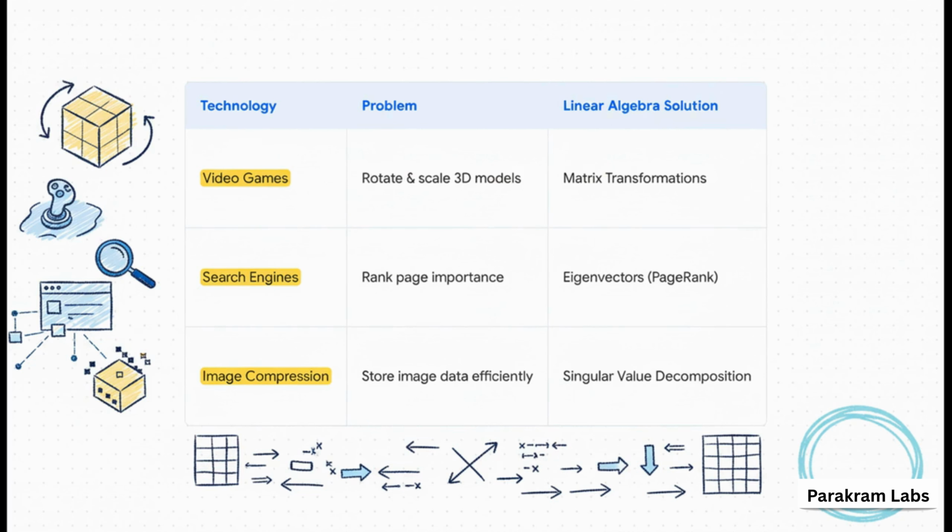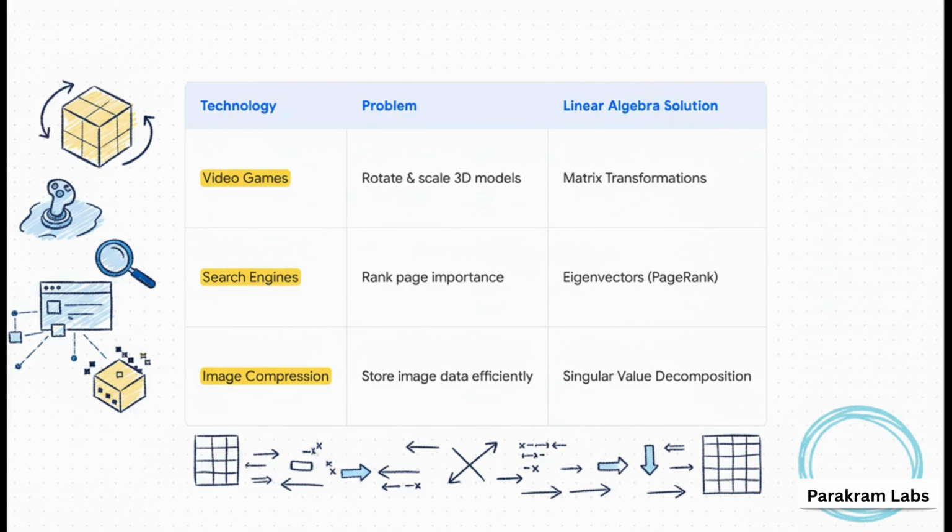Google's original, game-changing PageRank algorithm, it worked by finding the most important eigenvector of the entire internet to figure out which pages mattered most. Compressing a huge photo into a tiny JPEG file, that uses a technique that breaks the image's matrix down into its most essential components and then just throws away the less important stuff. In every single one of these cases, the solution is pure, beautiful linear algebra. The elegance is just undeniable.